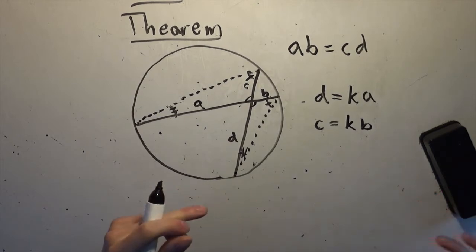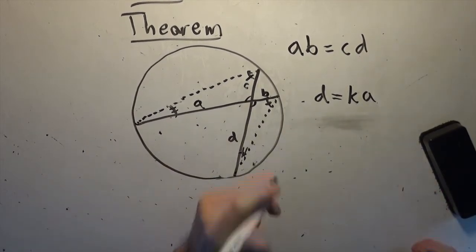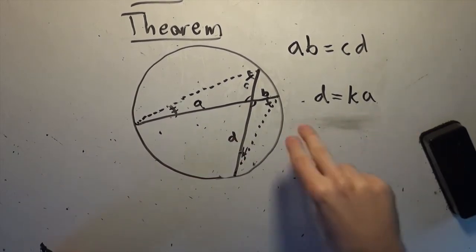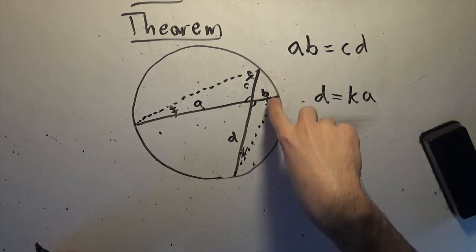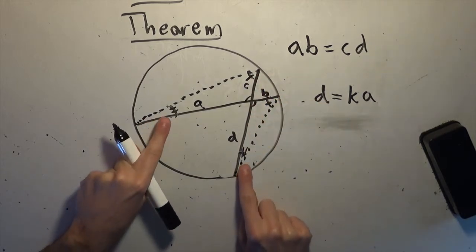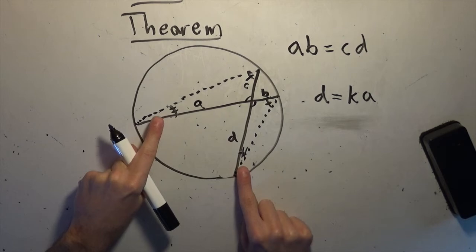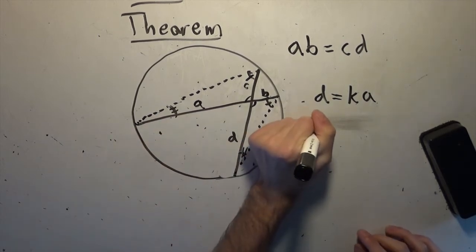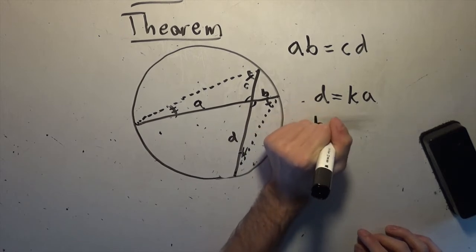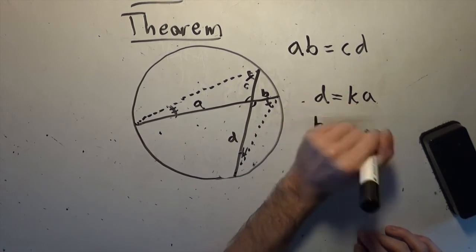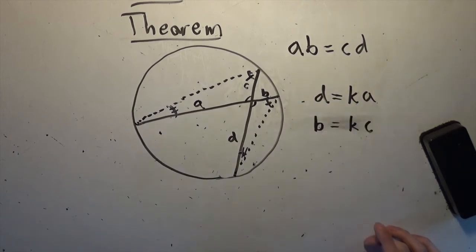I apologize. I switched those around. My mistake. So we see that because B and C are both opposite the double-notched angles, they must be corresponding sides, and so we have that B is equal to K times C, right? Clear as day.